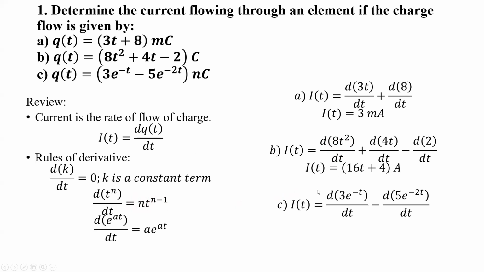In the third case, we're given an exponent term, so we have to use the formula for derivatives of exponents. Here we can see that in the exponent term, the coefficient of t is equal to minus 1. So minus 1 will come outside and multiply with 3. Here, this minus 2 will multiply 5. So the final result will be 3 times minus 1 e to the power minus t, and here, minus 5 times the coefficient of t, minus 2, and e to the power minus 2t. After simplification, we'll get this.